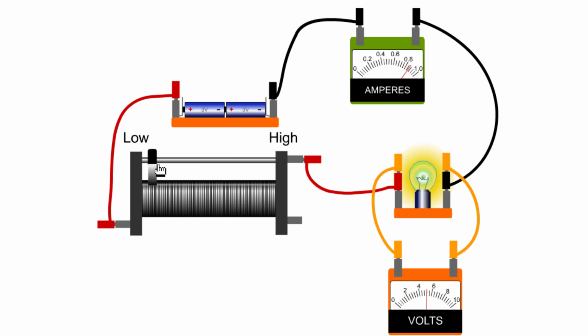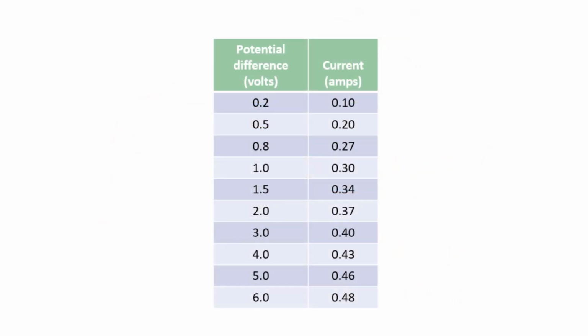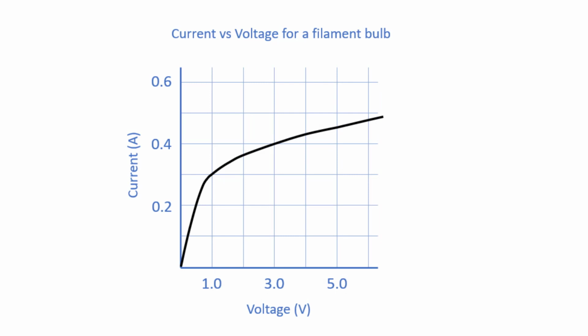If we take pairs of voltage and current readings, we end up with a table that looks like this, which we can use to plot a graph of current versus voltage. We can see that the graph isn't a straight line through the origin, so the filament bulb definitely doesn't obey Ohm's law. We'll find out what happens to the resistance in part 2.